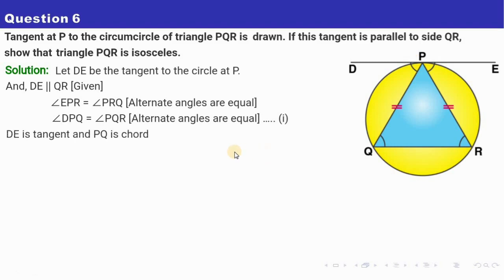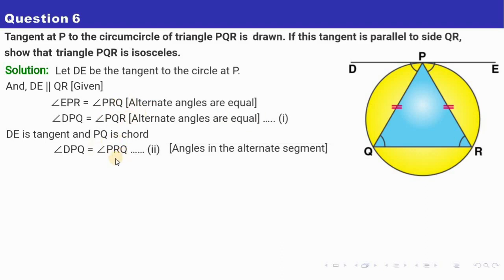So we have D is the tangent and PQ is the chord. So that's why we have DPQ, that is this angle, will be equal to PRQ, that is this angle. Why? Because they are angles in the same segment. All right. So let's make use of this equation 1, that is these two and this one.